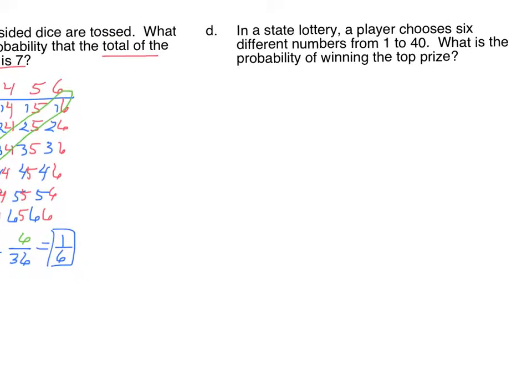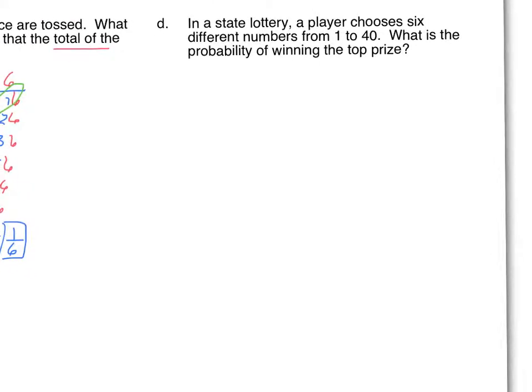Look at D. So this is always an interesting one. In a state lottery, a player chooses 6 different numbers from 1 to 40. What is the probability of winning the top prize? So the first thing I need to know is how many total possible outcomes there are for the lottery. So step 1 is going to be our total outcomes.